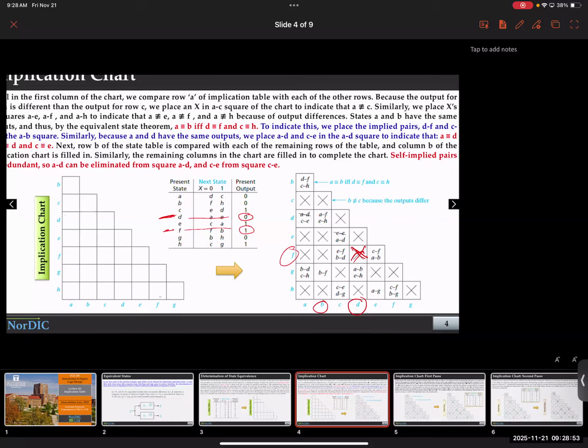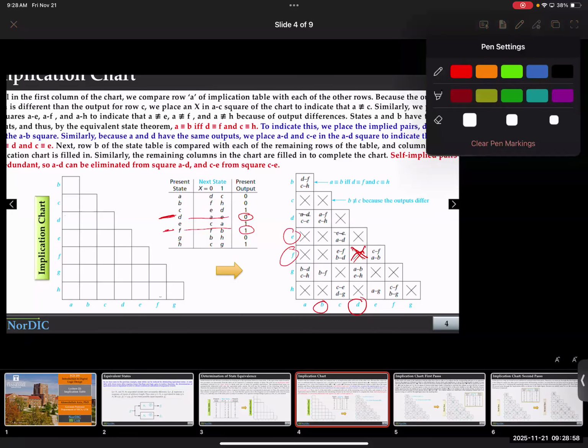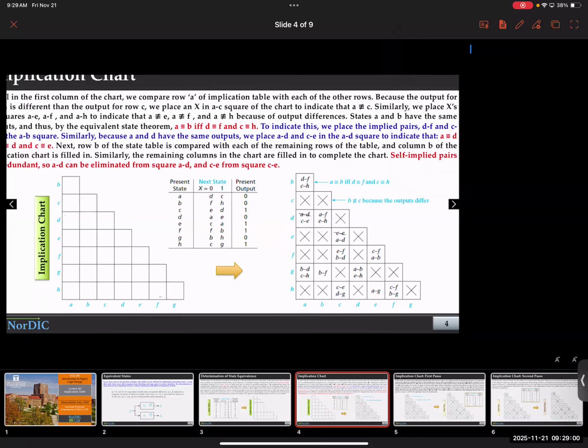Let's take another random example. Say B and E. Let me clear it up a little bit. Okay, B and E. So this is your B, this is your E. For B, your output is 0. For E, your output is 1. They're not going to be equivalent. So I'm going to place a cross corresponding to them.